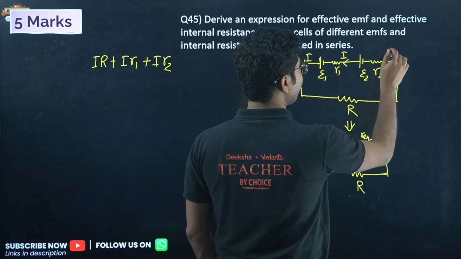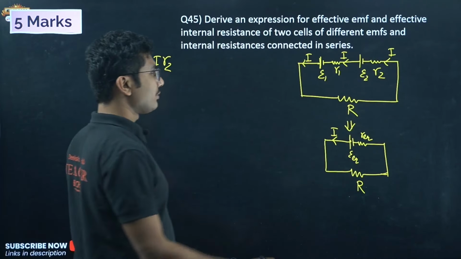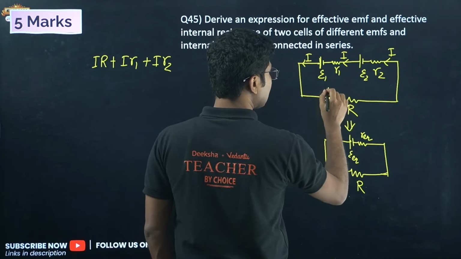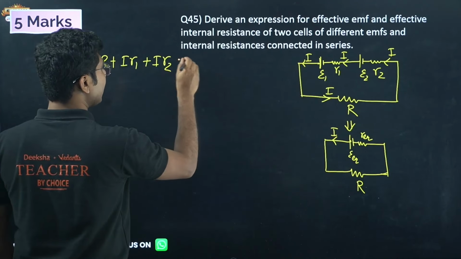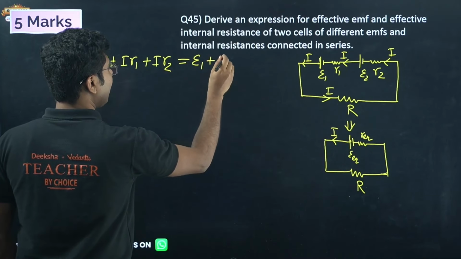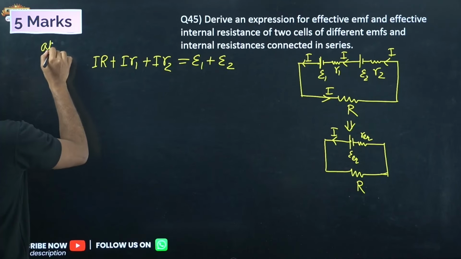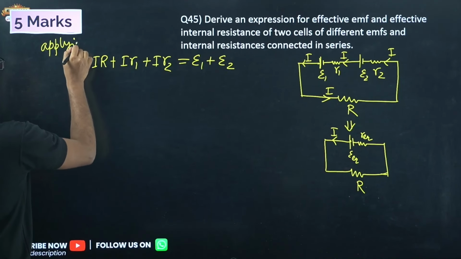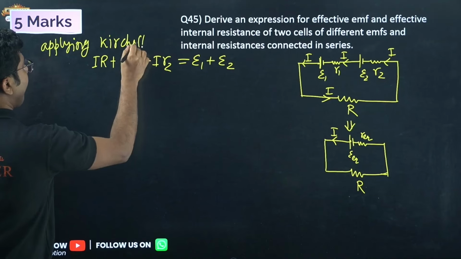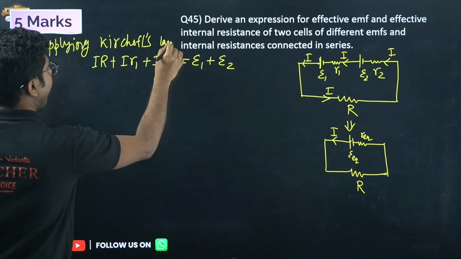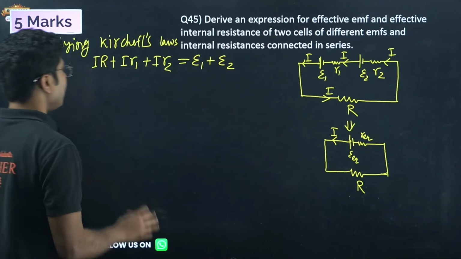With the same logic, we will say that the resistances R1 and R2 are also subjected to the same current I, and obviously the total current in the circuit is I, which means capital R is also having the same current, and that equals epsilon 1 plus epsilon 2. Applying Kirchhoff's laws. Kirchhoff's laws we know, so we can simply apply them. That is the easiest part.